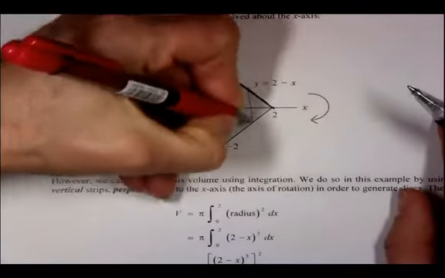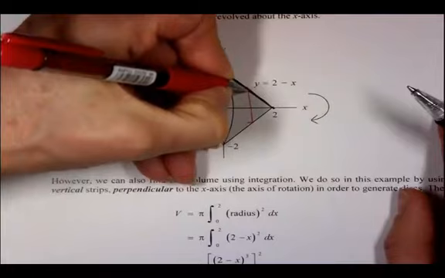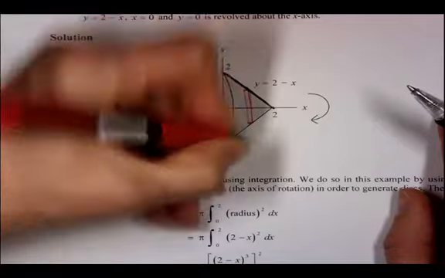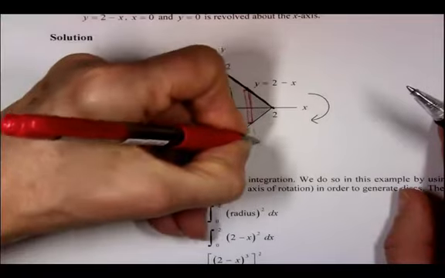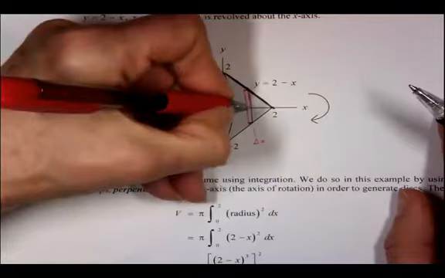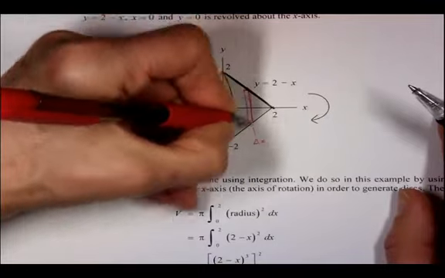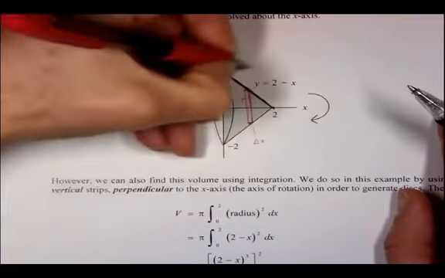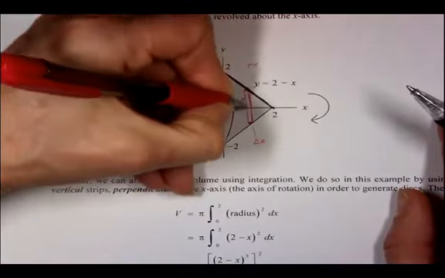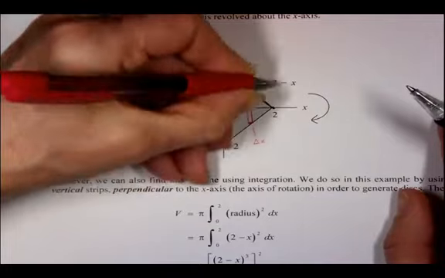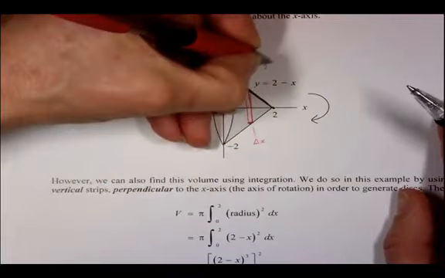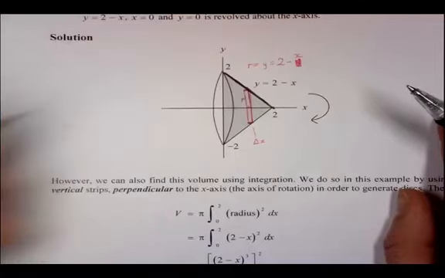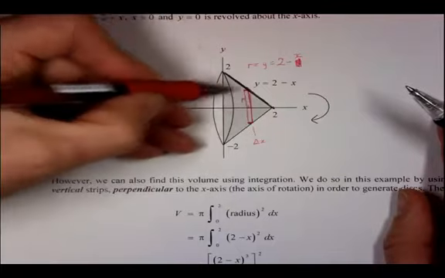We're approximating each little piece of volume by a disc. And the width of the disc, delta x, and the radius r, the radius is from there to there. It's y, which is 2 minus x, because that's the height, that's the y value.